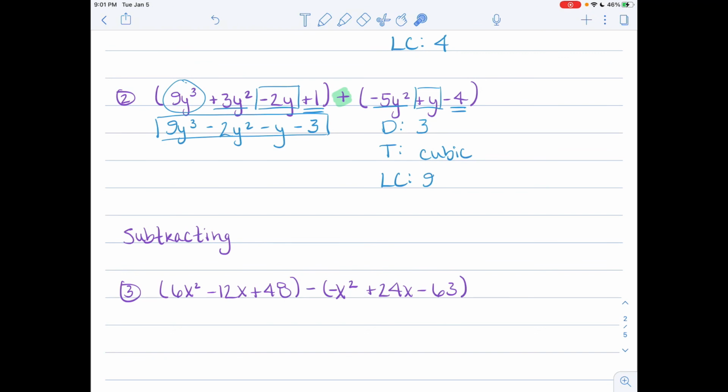Degree, just like the last one, was 3, which makes it a cubic polynomial, and my leading coefficient is this 9 in front of the y to the third term, or sorry, actually down here in this final answer.